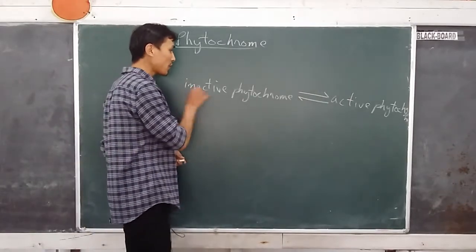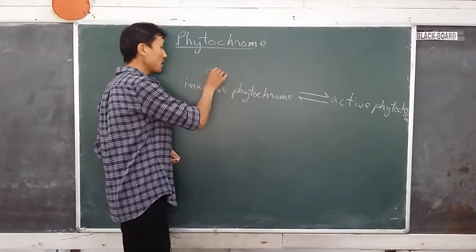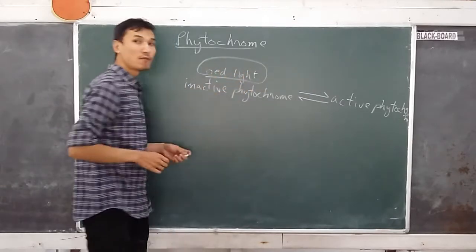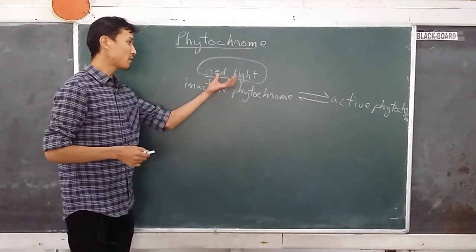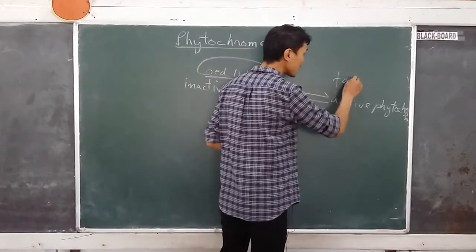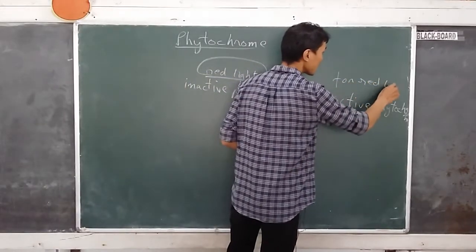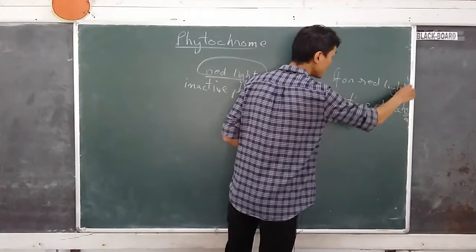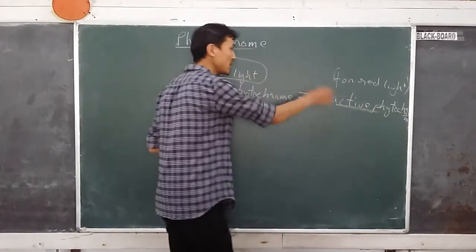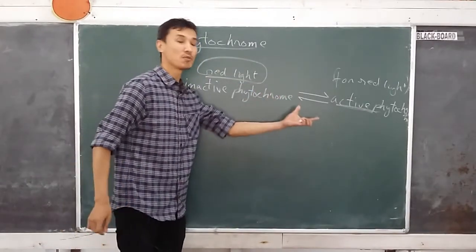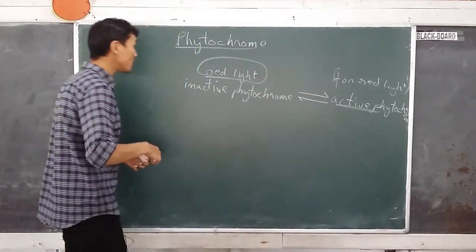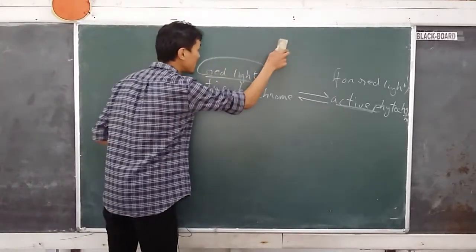So when we talk about inactive phytochrome, it exists in red light. The form of phytochrome that you're going to find in the presence of red light is inactive phytochrome. But in the far red light, you're going to find the phytochrome in its active form. So both forms are interchangeable depending on the wavelengths of light, and phytochrome is involved in the development of plants.